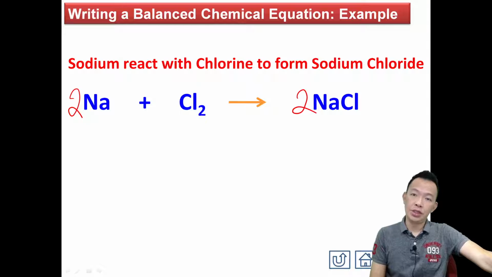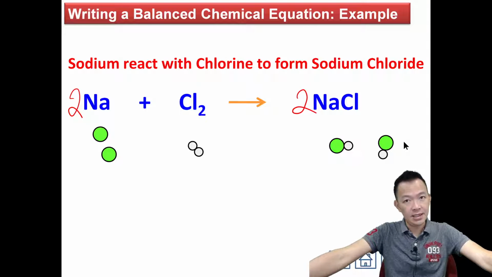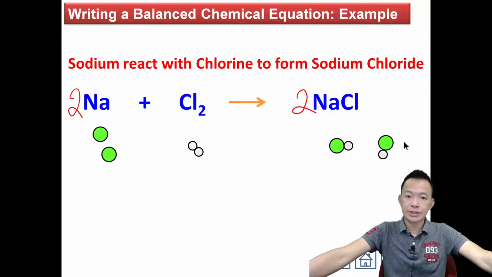它已经平均了. Why? I show you the diagram. You know why? 你就知道为什么了. 2 sodium atom react with 1 chlorine molecule. Finally become 2 sodium chloride. 变成2个的 sodium chloride. Now understand? Balance 呢? 东西没有加也没有减, 它还是平均着. Okay.